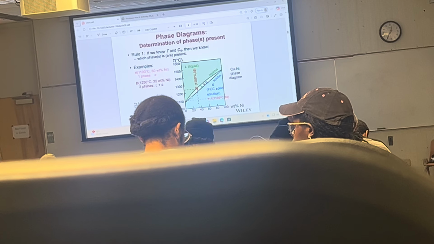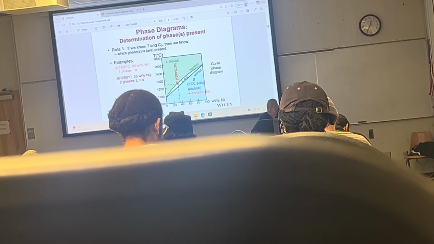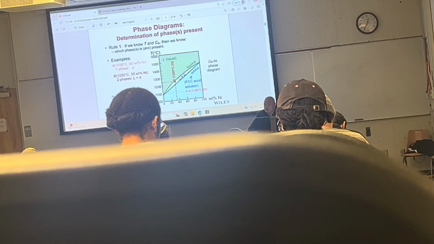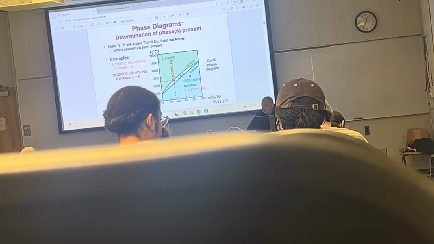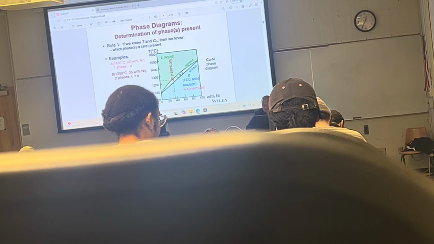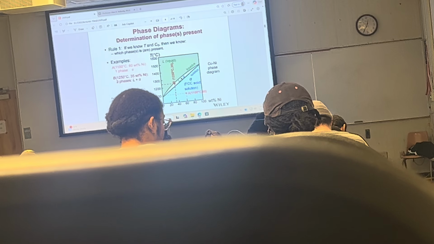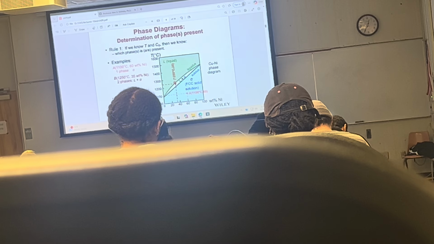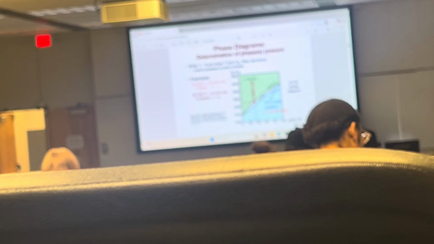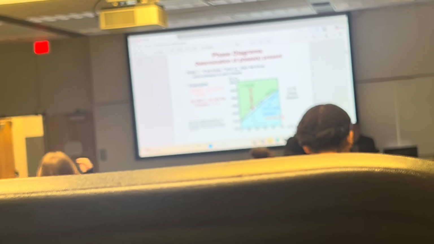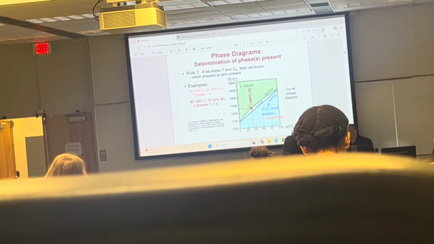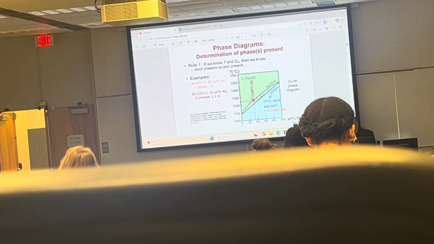Okay, so you have the initial composition. And the second one says that if you know the temperature, and here's the temperature, you can see where you are at. This is the composition and this is the temperature. It's a map that tells you, based on the composition and the temperature, what phases are present. Any questions?